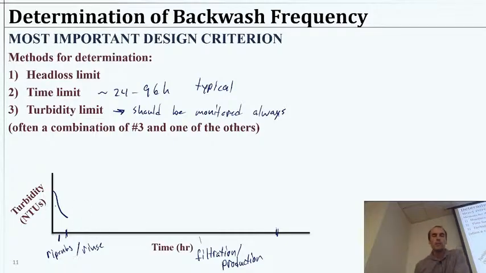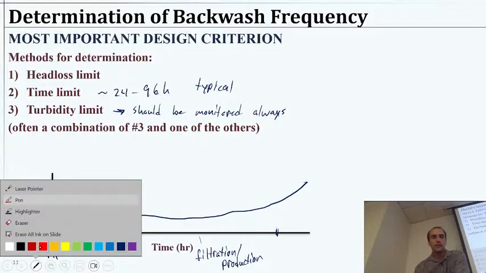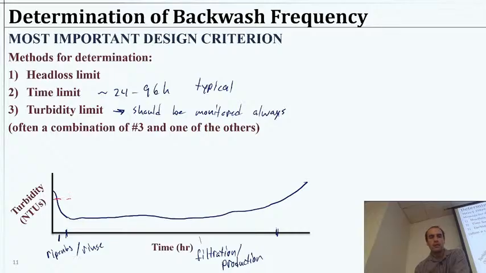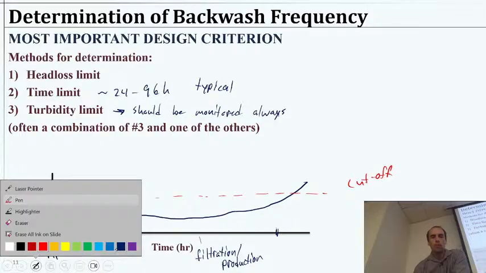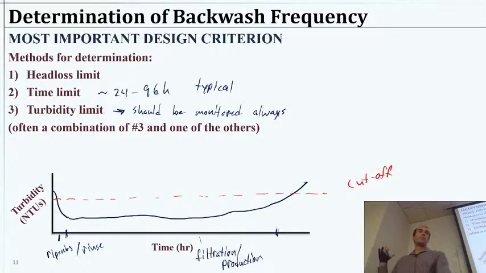And if we have some cutoff, I'll make a cutoff in a different color in a moment, but we can imagine that our turbidity will probably be fairly stable and then eventually start rising as we reach the point where we have to stop and backwash. So if we're defining some sort of cutoff, let's say here, some value that we know if we reach this spot, we must stop filtration.